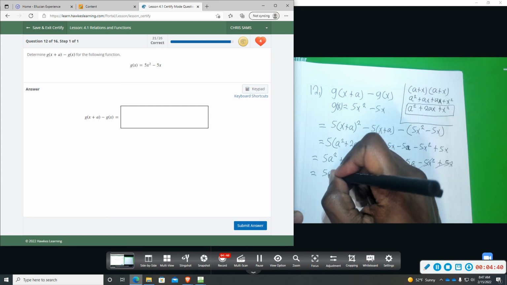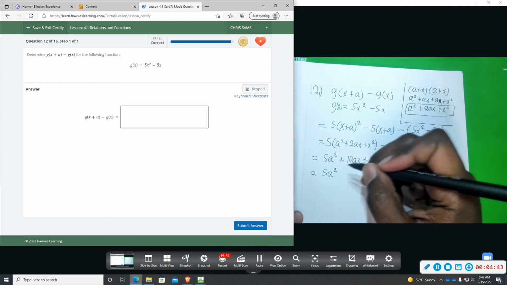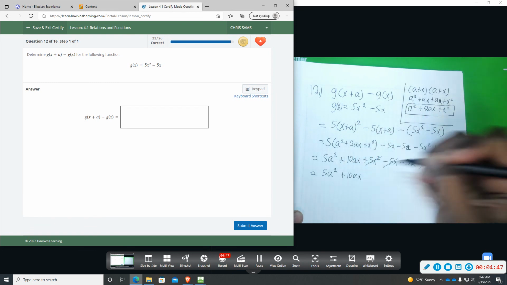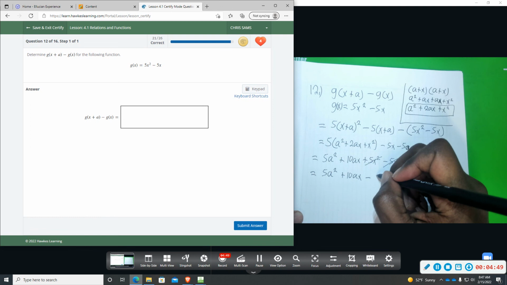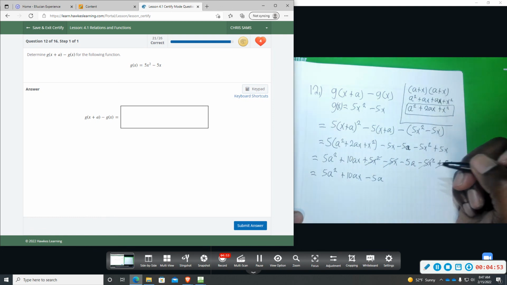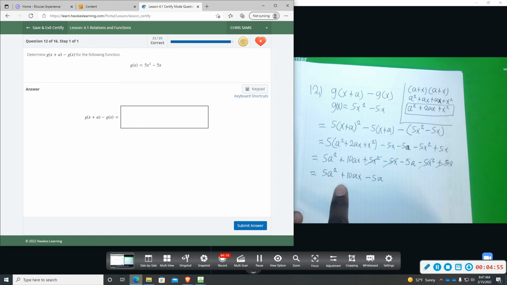5a squared plus 10ax minus 5a. And this is what we get for g of x plus a. This is all that remains. I don't think we need to simplify this.